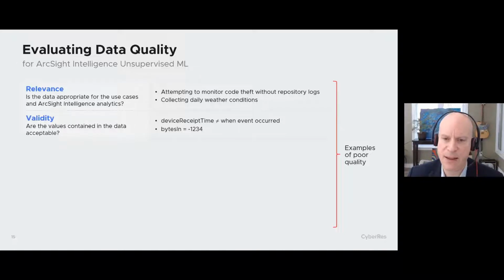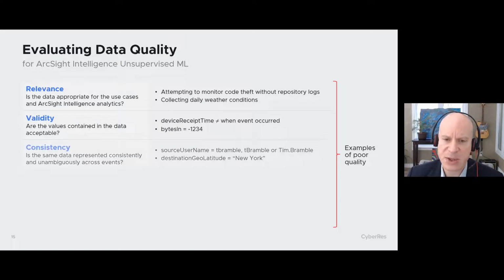We've also encountered examples in which event field values seem impossible, such as a negative value for the number of bytes transferred. In this case, this may have been the result of an integer overflow owing to a very large amount of data transferred. As ArcSight Intelligence baselines what is normal for an entity, it's vital that all actions are attributable to a consistent representation of that entity.